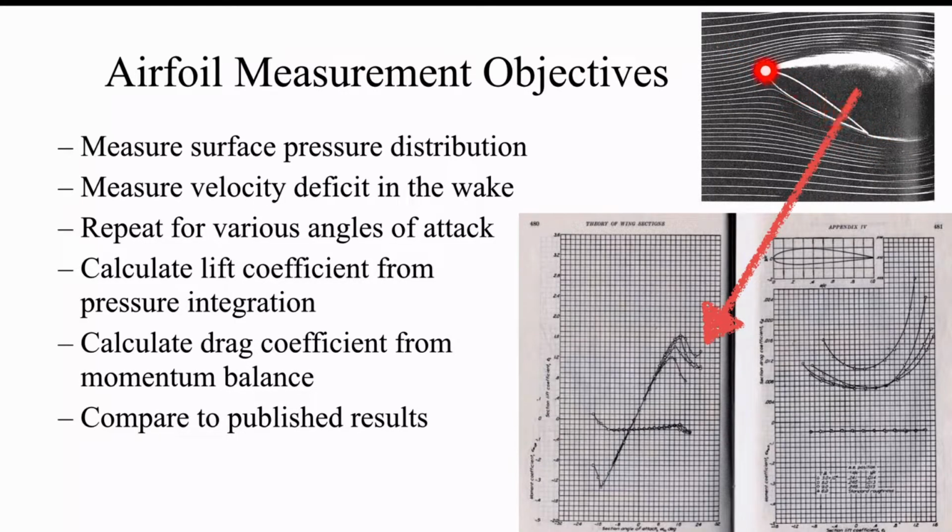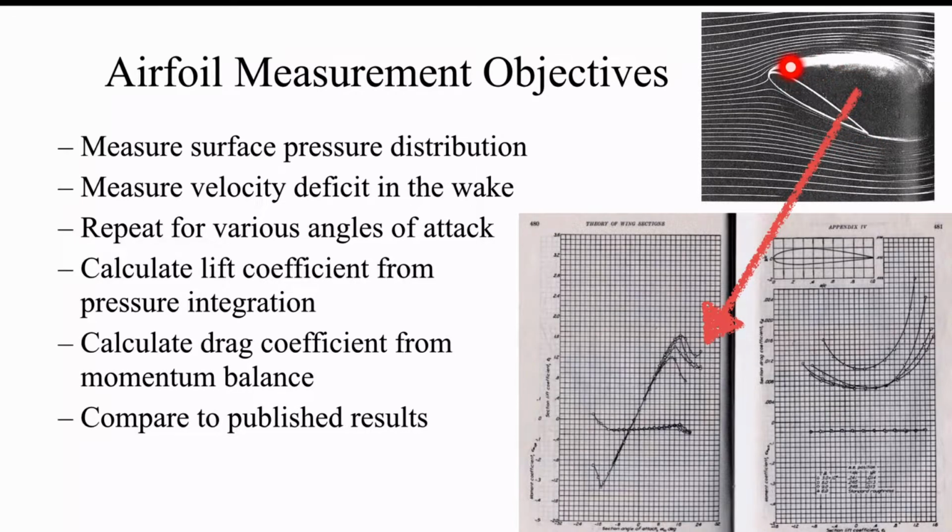It's not aligned with the flow. It's tipped up a lot with the flow. And as a result, the flow separates off the top here. And so it's a fully separated flow. This is a fully stalled wing.